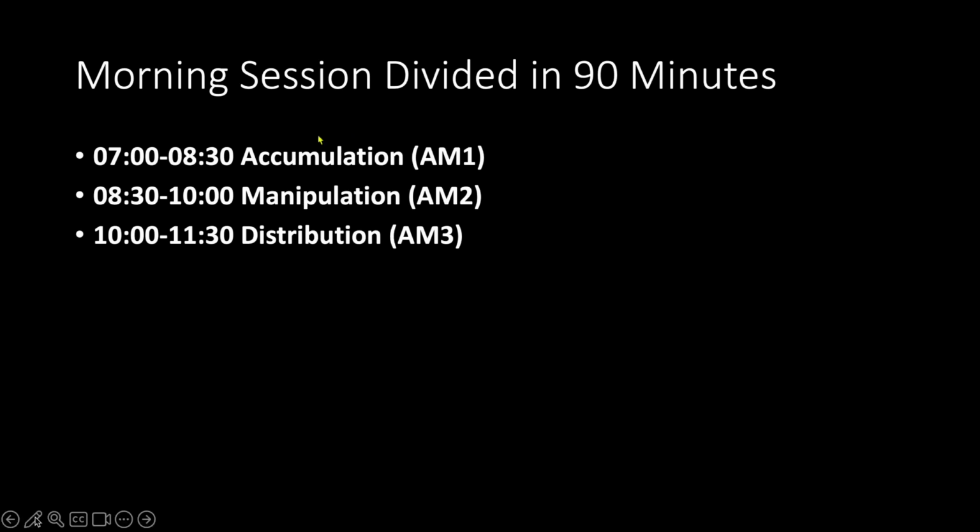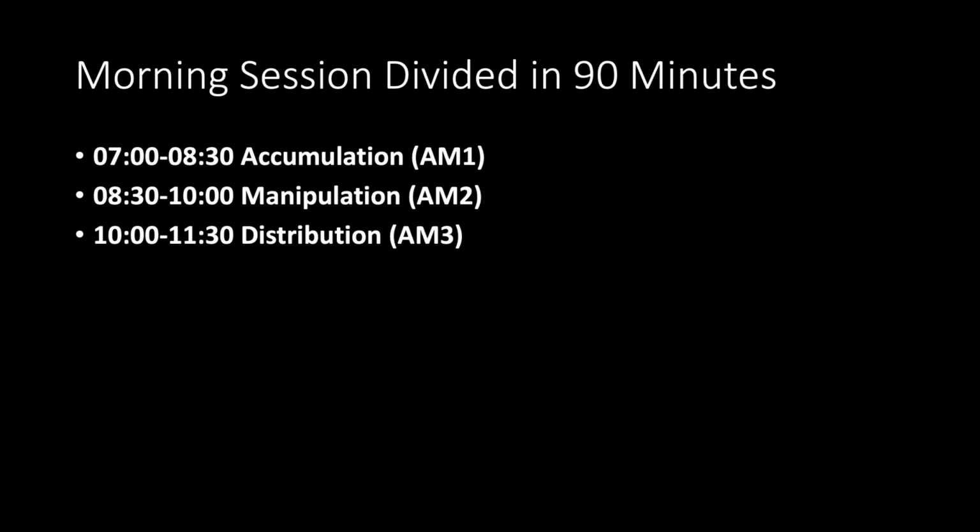The second cycle is 8:30 to 10. This is the manipulation cycle. This cycle is referred to as AM2. The third cycle is 10 to 11:30. This is the distribution cycle. This cycle is referred to as AM3. So what we have is accumulation, manipulation, distribution. 7 to 11:30 AM is my AM session. That's how I look at the AM session.